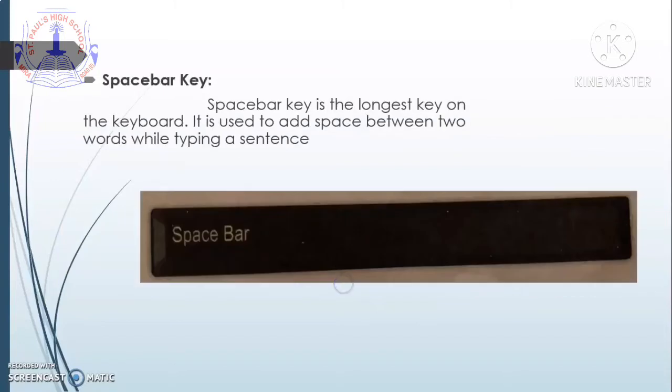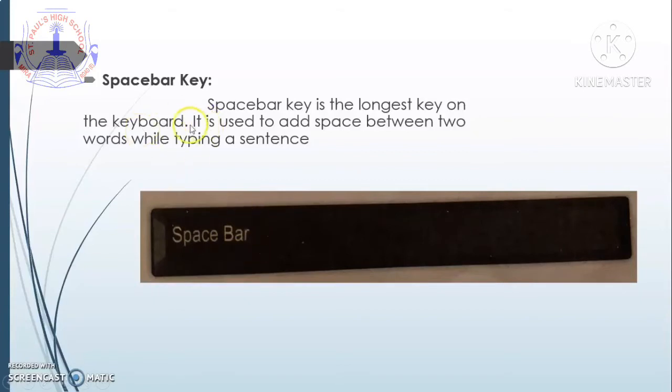Next is the space bar. The space bar key is the longest key on the keyboard. It is used to add space between two words while typing a sentence. Now you can see I have written over here, space bar key is the longest. You can see the space in between, one finger space. Now this one finger space you can get by clicking the big button on the keyboard. Now the big button on the keyboard is called a space bar.